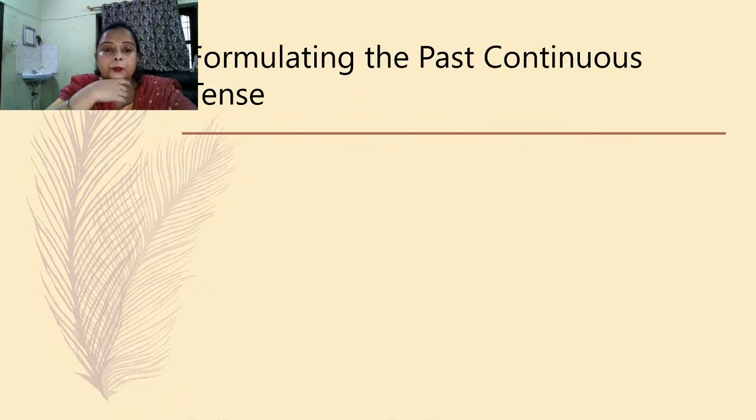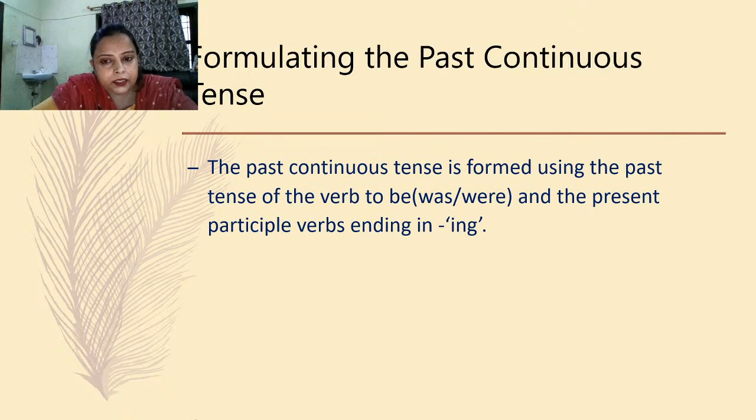How to formulate the past continuous tense. The past continuous tense is formed using the past tense of the verb to be: was, were. Now, where do we use was? When we talk about a singular person. But the moment we talk about plural, more than one, we use were. And the present participle verbs end in ing. Remember, we add ing.